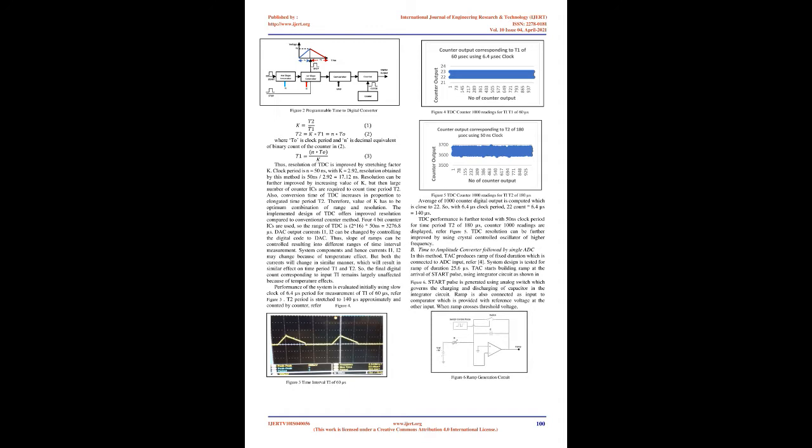As the time period T2 is stretched, it helps to improve the resolution of the time-to-digital converter, TDC, by the stretching factor K. Thus, resolution of TDC is improved by stretching factor K. Clock period is 50 ns, with K equals 2.92, so the resolution obtained by this method is 50 ns/2.92 equals 17.12 ns. Resolution can be further improved by increasing the value of K, but then a large number of counter ICs are required to count time period T2.